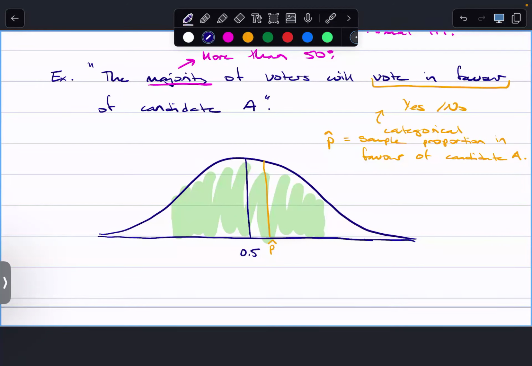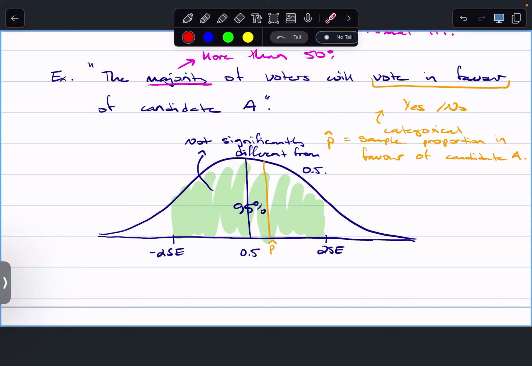Kind of a rough guide here. This is not significantly different from 0.5. So we have this wiggle room and it's quite large. In fact, it's 2 standard errors, right? If it's 95%. Oh boy. And so that's kind of what you're relying on.